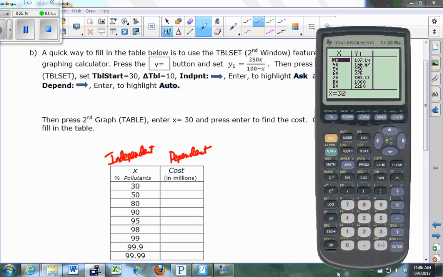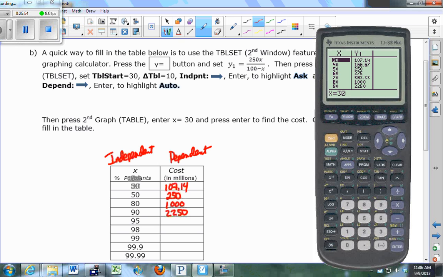Now you can take those values right off your calculator and put them right in here. 50 is what? 250 million. 80 is, how do I read 80? 1,000 millions, right? What is that equivalent to, 1,000 millions? A billion. But it's asking you to put it in millions, so you're actually going to put 1,000 millions. And then 90% is 2,250 millions. So that helped me with the first 4 values in my table.